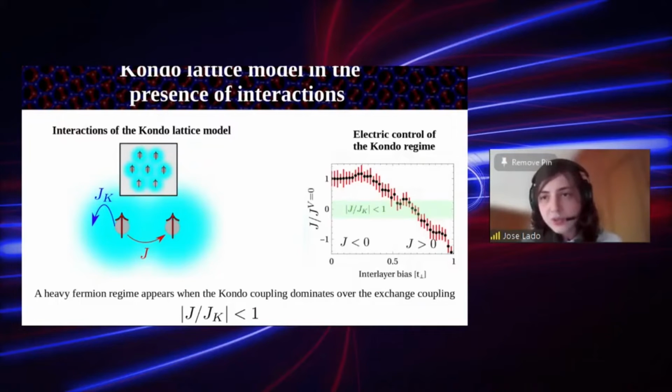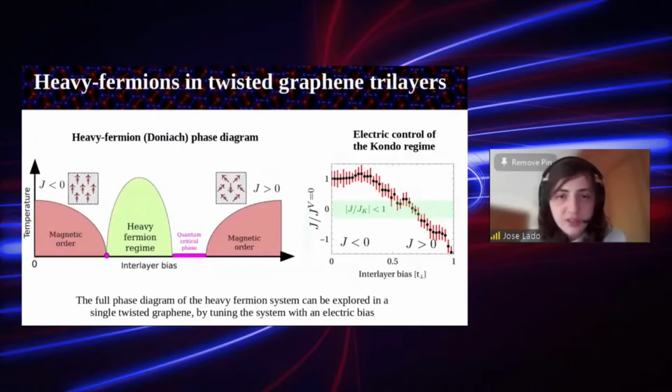In other words, twisted graphene trilayer realizes a tunable heavy fermion system, because we can essentially go through all the ratios between the two exchange constants. And just to put it in words that are perhaps more common for the heavy fermion community, we can explore the whole Doniach phase diagram of a heavy fermion compound in twisted trilayer graphene.